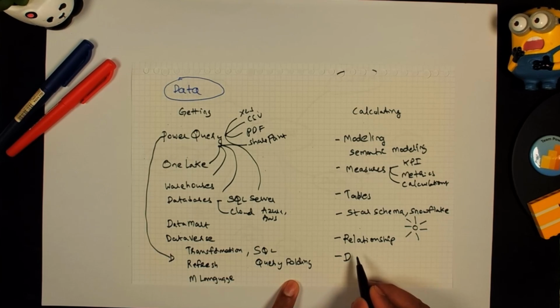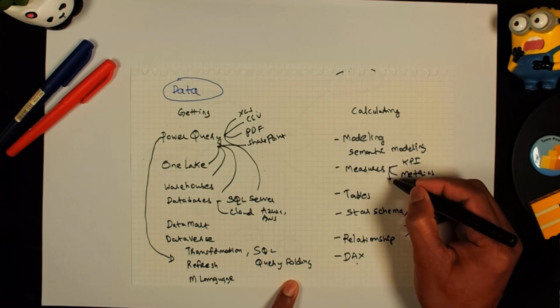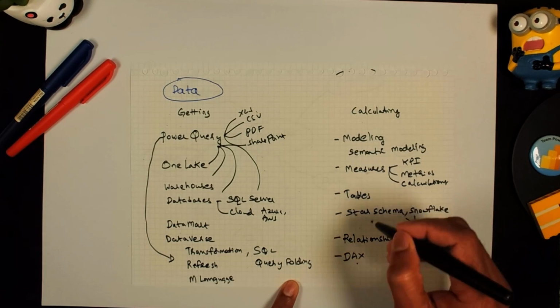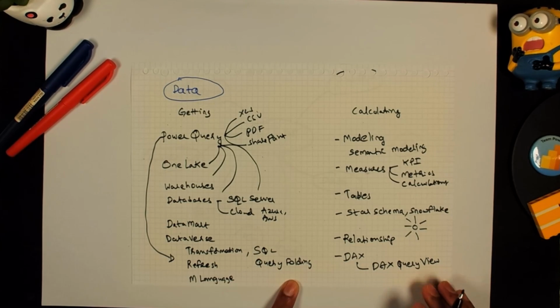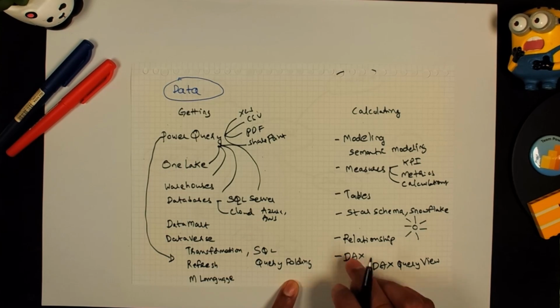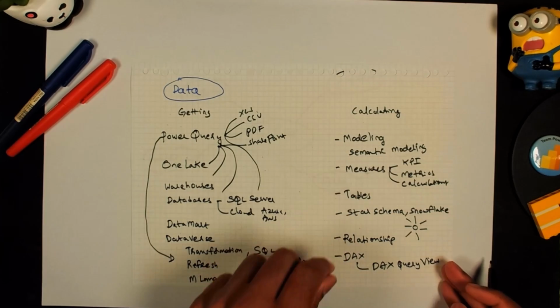The next word that you hear in the calculation world is DAX. DAX is the language, it stands for data analysis expressions, that is used for building all of these measures that we talked about earlier. So we use DAX to create them, and within DAX, another jargon word that you are now recently hearing is the DAX query view. This is a software that is baked into Power BI that lets you test your DAX queries or DAX calculations and see the outputs before you implement them into your semantic model.